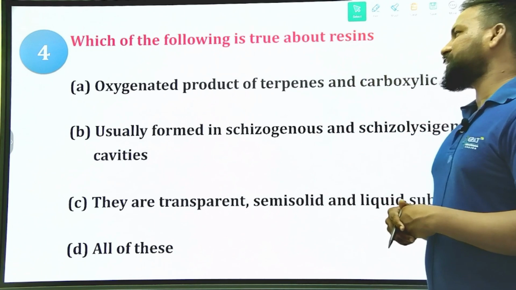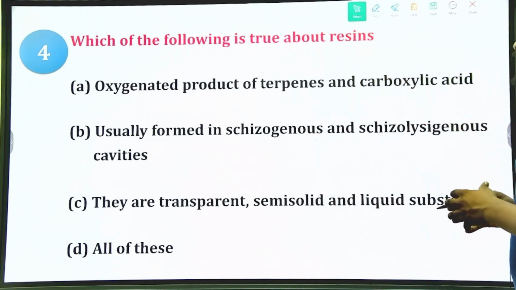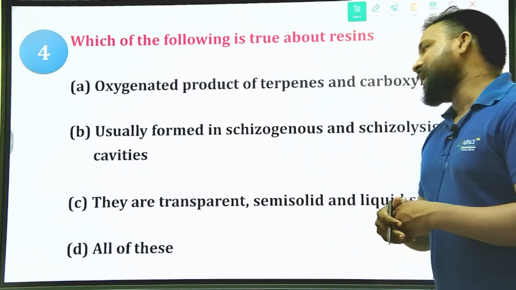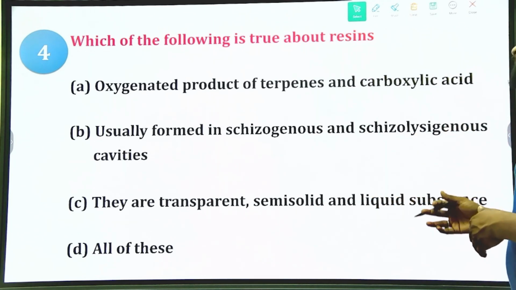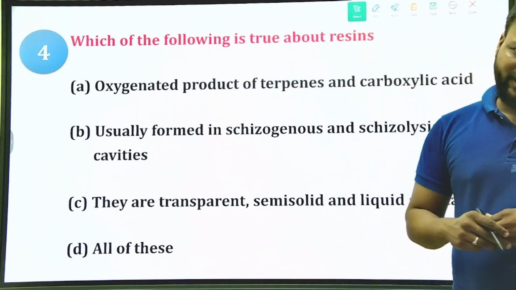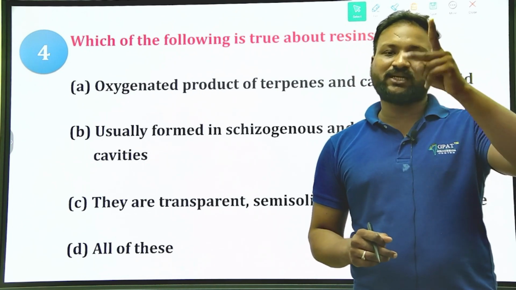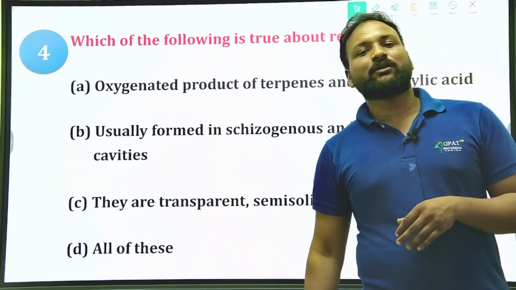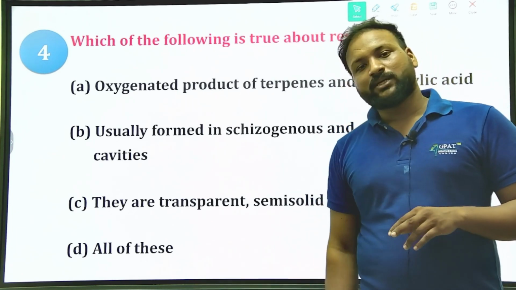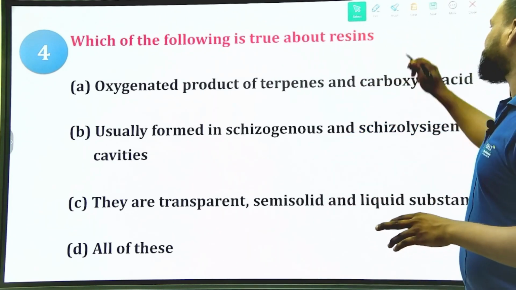First one is the oxygenated product of terpene and carboxylic acid, and B usually formed in cytogenous and lysogenous cavities, and they are transparent and semi-solid and liquid substance, and D all of these. So try to think twice. If any two statements, more than one statement, are correct, then only you go for the option all of these.